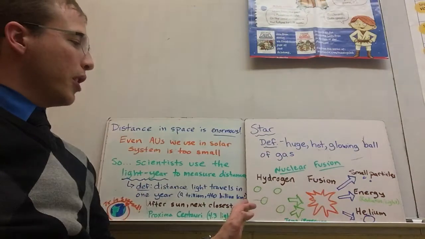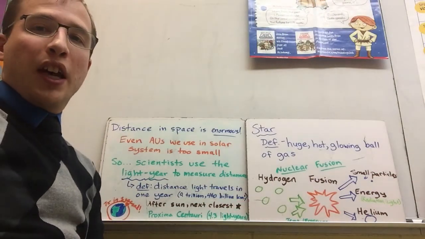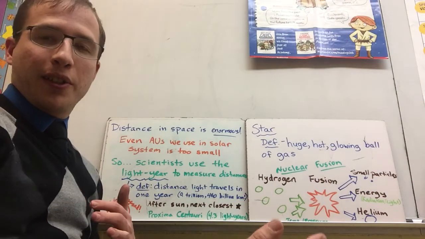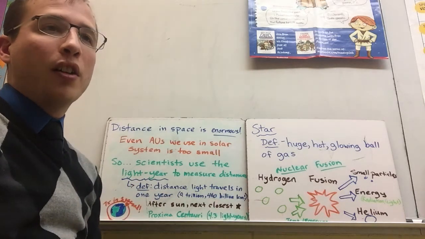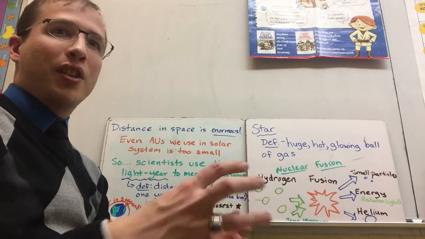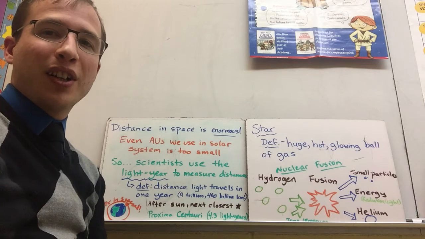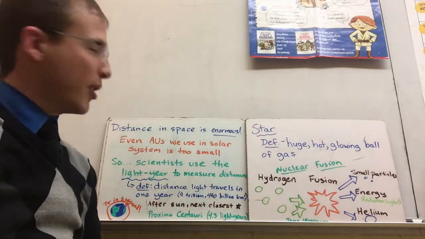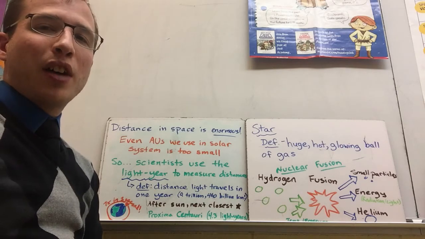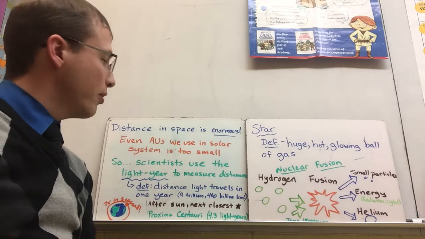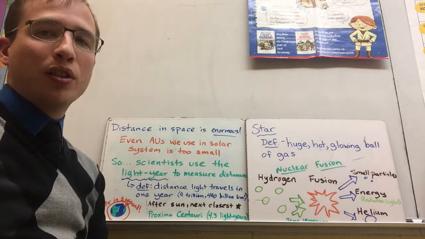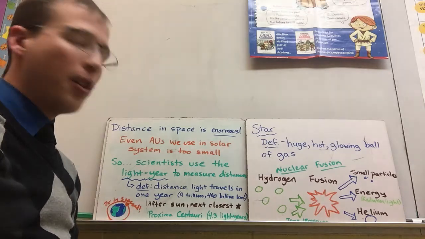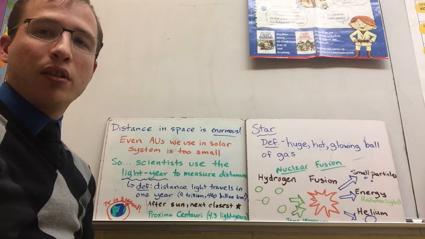Now, if you remember looking at the solar system, we had large distances, right, between the planets. Well, if you think about it, from one star to the next star, the distances are even greater, okay? The space is enormous. So even astronomical units, or AUs, are too small to measure the distances in space. So scientists use something called a light year.